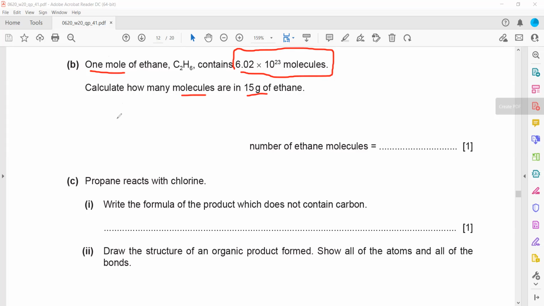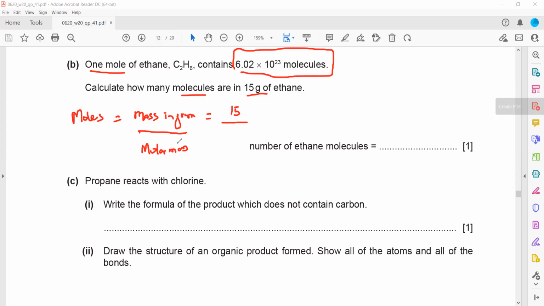If the mass is given, the formula is moles equals mass in gram divided by the molar mass. That's the first formula. So mass in gram divided by molar mass will give us the moles. So here we have 15 grams of ethane, so we write 15. How to find the molar mass?